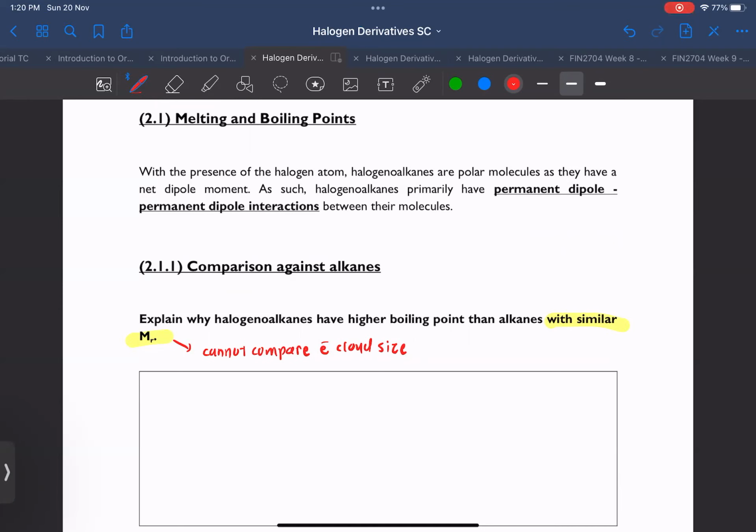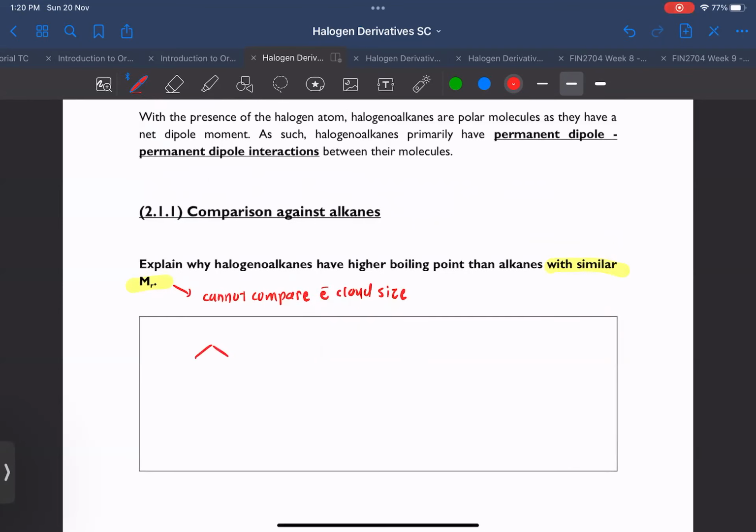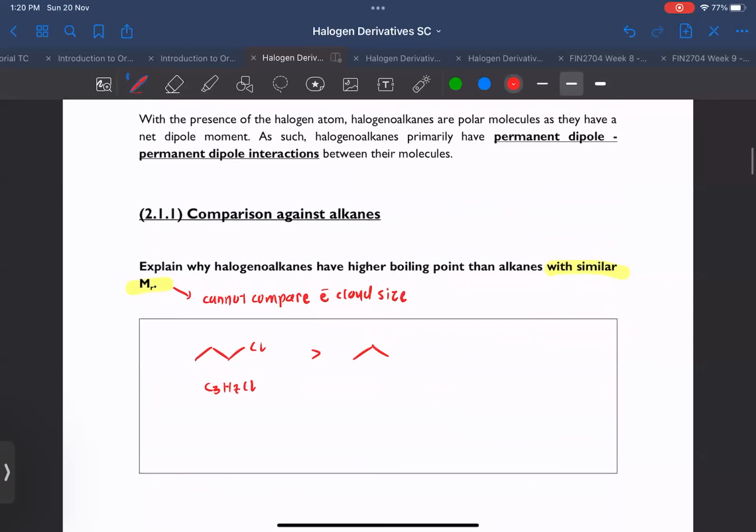Let's just look at a simple example here. I'm just going to take out this halogenoalkane. This is C3H7Cl, and they are saying that this is actually a higher boiling point than C4H10, for example. Notice how I didn't use the same number of carbons, because I'm trying to make it such that they have similar Mr. The Cl alone already gives a lot of size to the molecule. But why does that make sense? How does this one have a higher boiling point than this one?